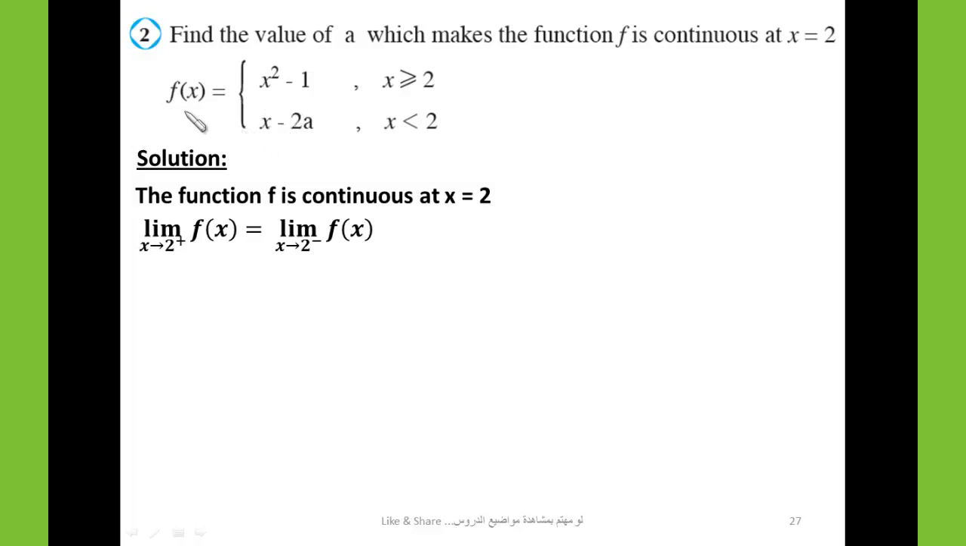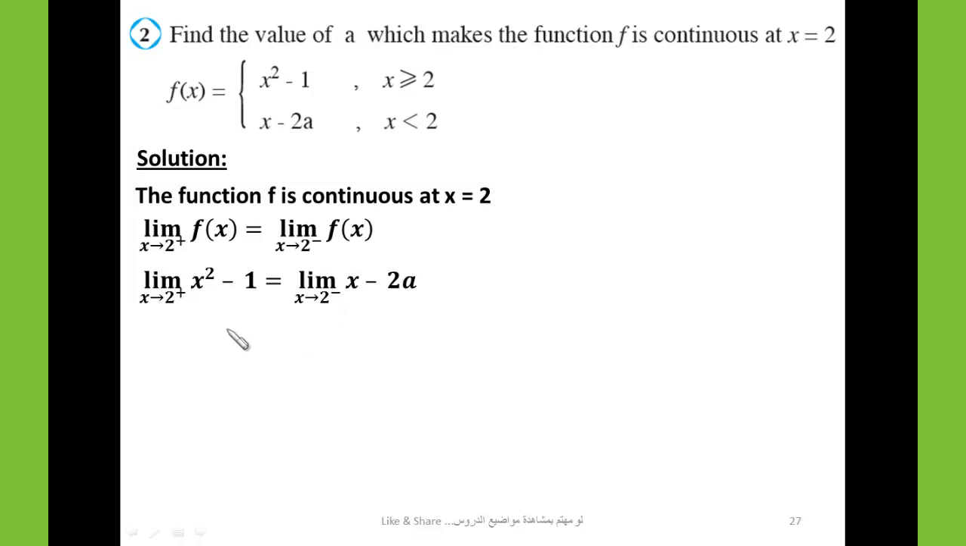And the value of f of x as x tends to 2 from the left, in this branch, the value of f of x is x minus 2a. So we write it: the limit of x squared minus 1 as x tends to 2 from the right equals the limit of x minus 2a as x tends to 2 from the left. Here in this limit, x is less than 2. x is always less than 2. That is the meaning of x tends to 2 from the left.